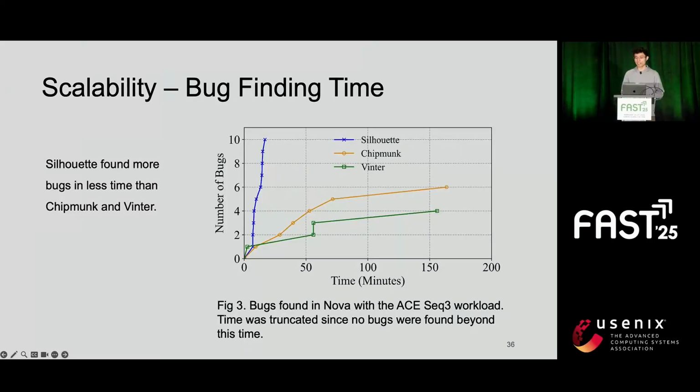We also evaluated the scalability of CLOE. This graph compares the bug finding time of CLOE, Chipmunk, and Witcher. With the SE Sequence 3 workload, CLOE found more bugs in less time compared to the other 2 schemes. This is attributed to CLOE's fine-grained tracing, mechanism detection, heuristic approach, and the new framework, which makes it faster and more effective.